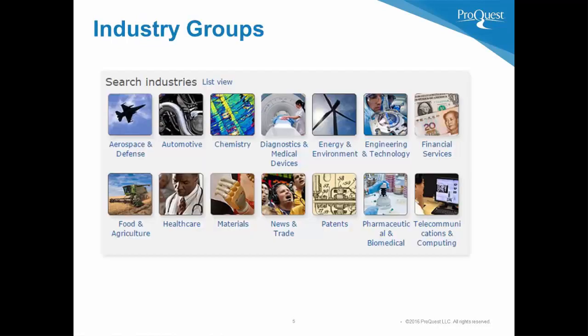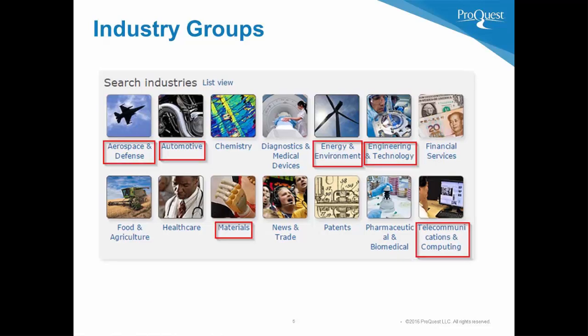When you first log into ProQuest Dialog, you probably see something like this toward the bottom of your page, this set of industry groups, and these are a very useful way to select your databases. You may have noticed that quite a few of them fall into the engineering category. The other major category would be medicine and pharma and healthcare, but you see quite a few of them have to do with engineering, and these are the ones we're largely going to be talking about today.